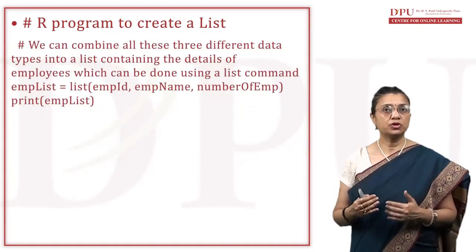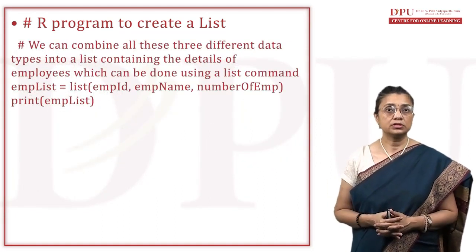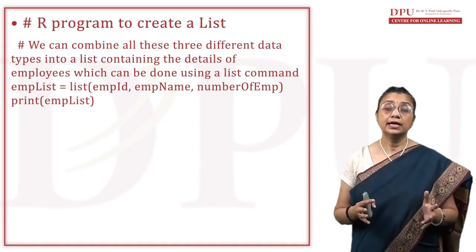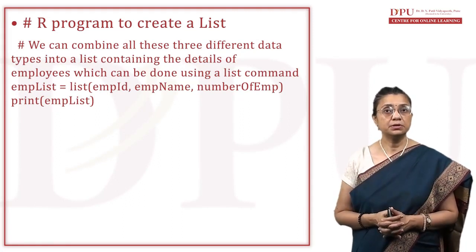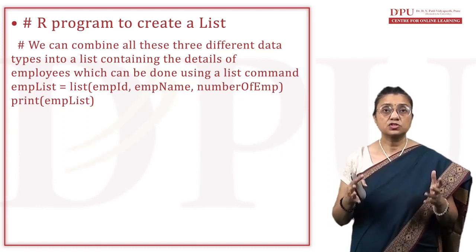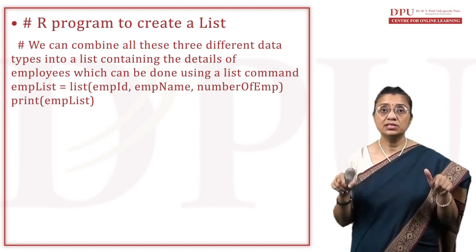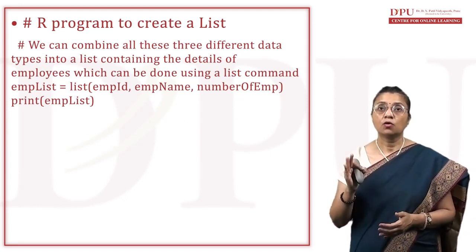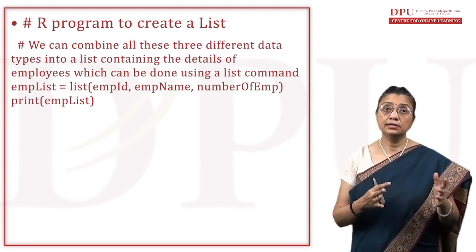Now, we have to create a list of these 3 variables. Very easy. We can do it. We can combine all these 3 different types of data into a list containing the details of employees, which can be done using the list command. So how do we do it? We just call the list function, which is an inbuilt function, and within the parentheses, we pass employeeID, comma, employeeName, comma, number of employees, and then it is stored in another variable.